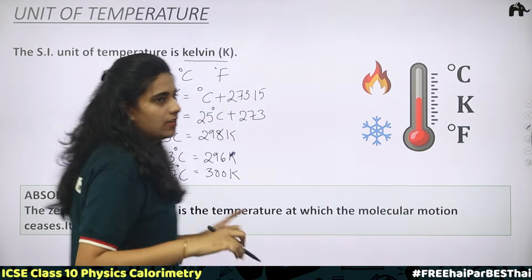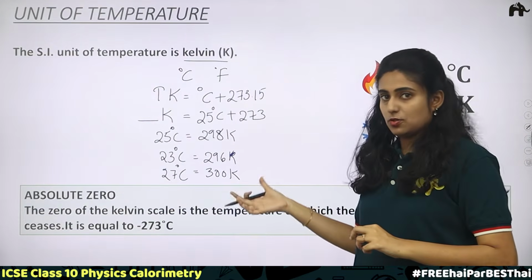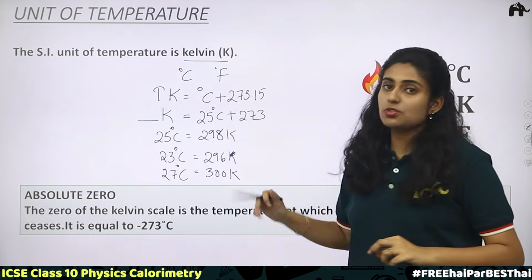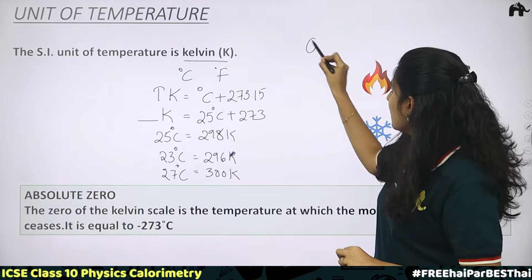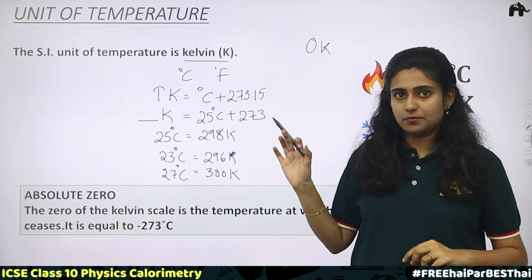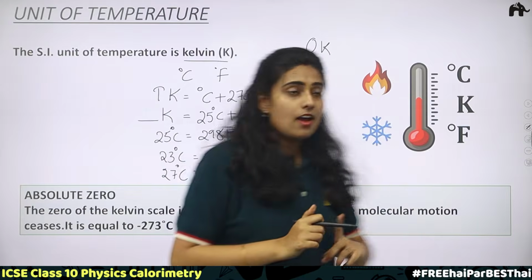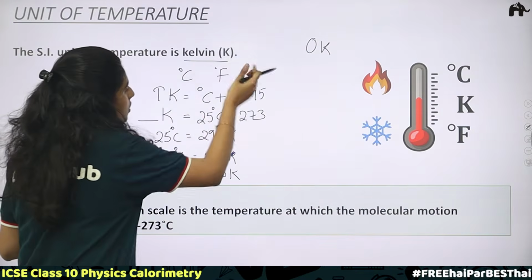Now you have to remember one thing. Degree Celsius temperature can have negative values, but Kelvin never goes negative. So 0 Kelvin is possible, but not negative values of Kelvin. Negative degree Celsius is possible. Now what is 0 Kelvin? How to convert Kelvin to degrees Celsius?